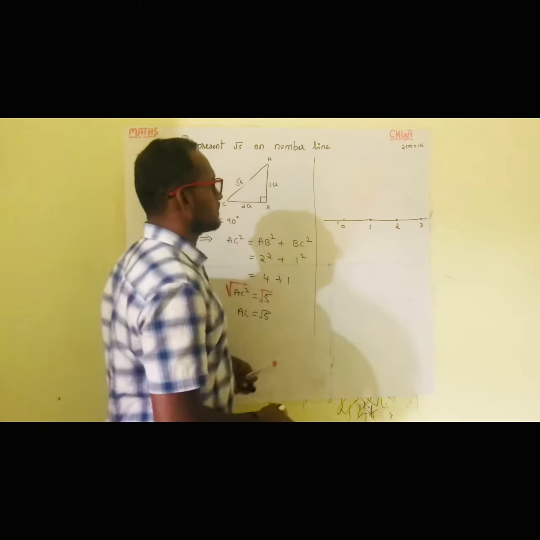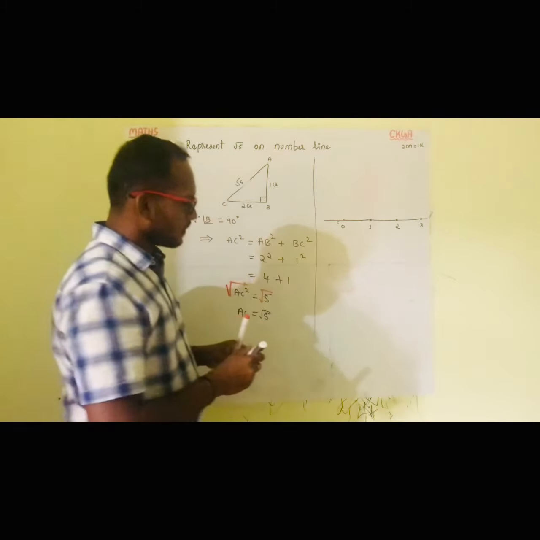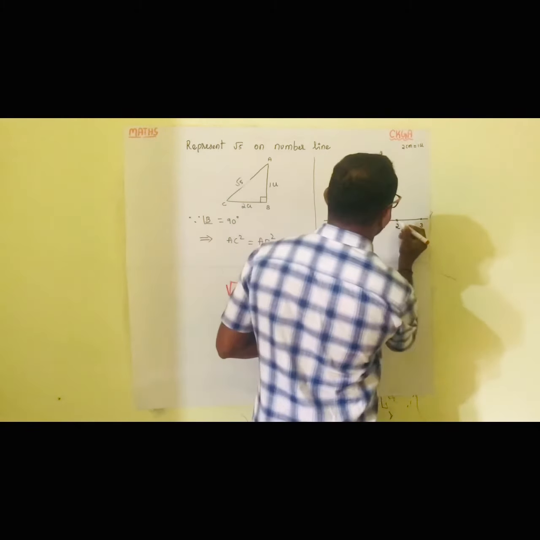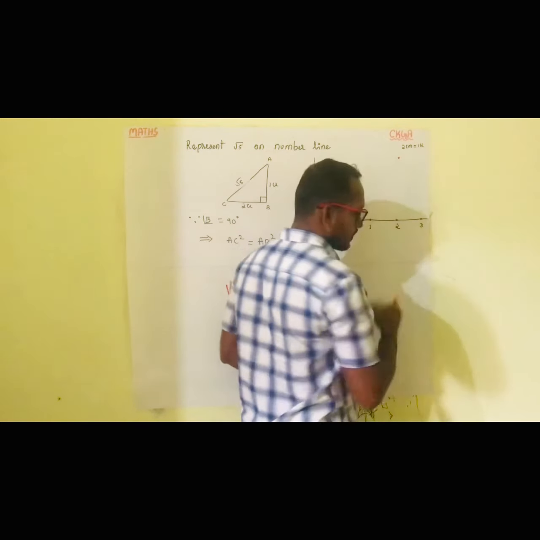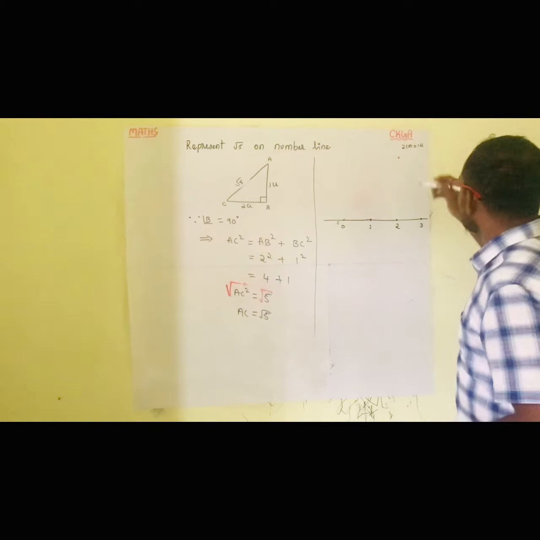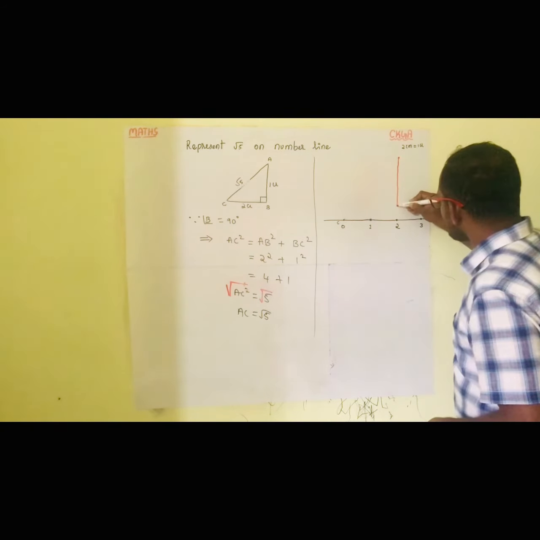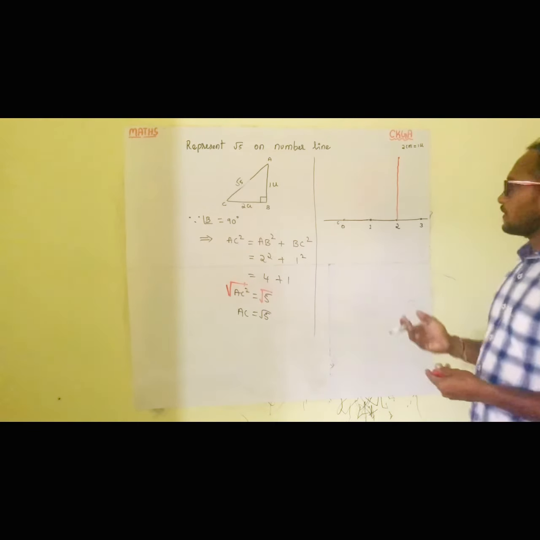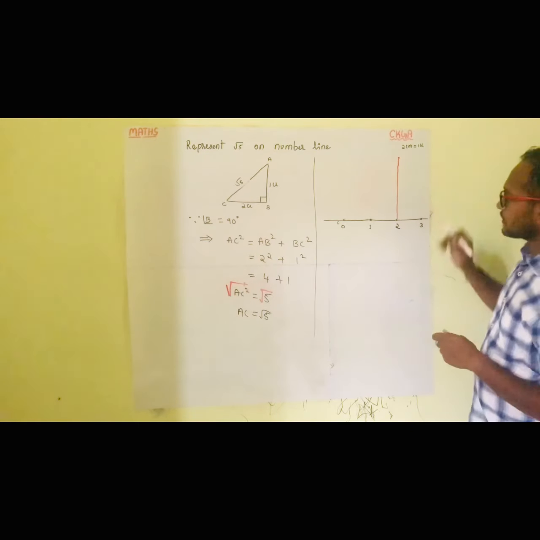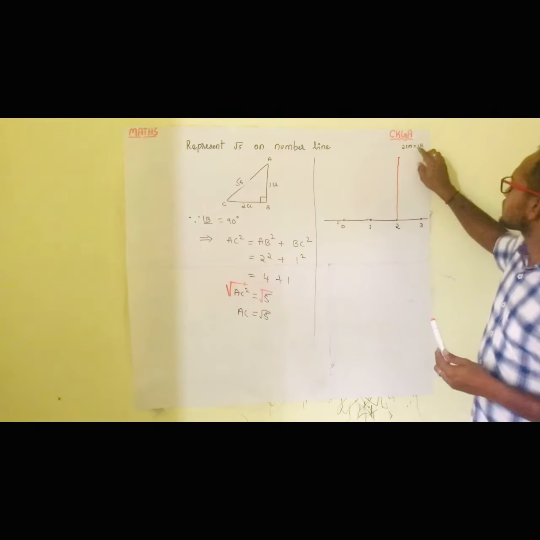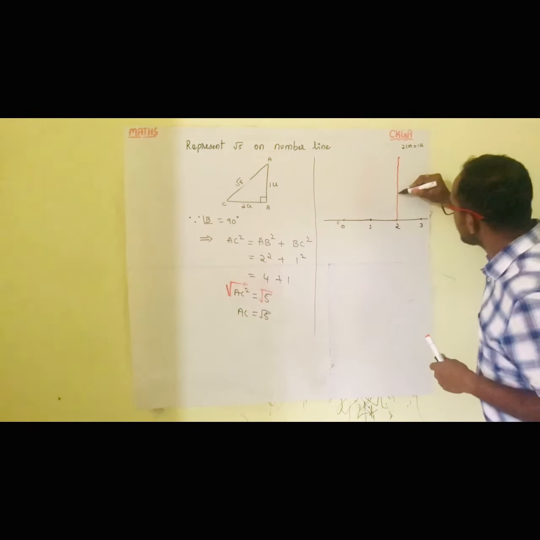First fix from 0 to 2 units. Take 2 units here, at 2. Using a protractor, mark an angle of 90 degrees. After marking the 90 degree angle, draw a line. I'm not using any scale, so hopefully it is perpendicular to this one. Now you have 2 units here. Take this as 1 unit. As I mentioned, 2 centimeters equal 1 unit. Just mark 1 unit.